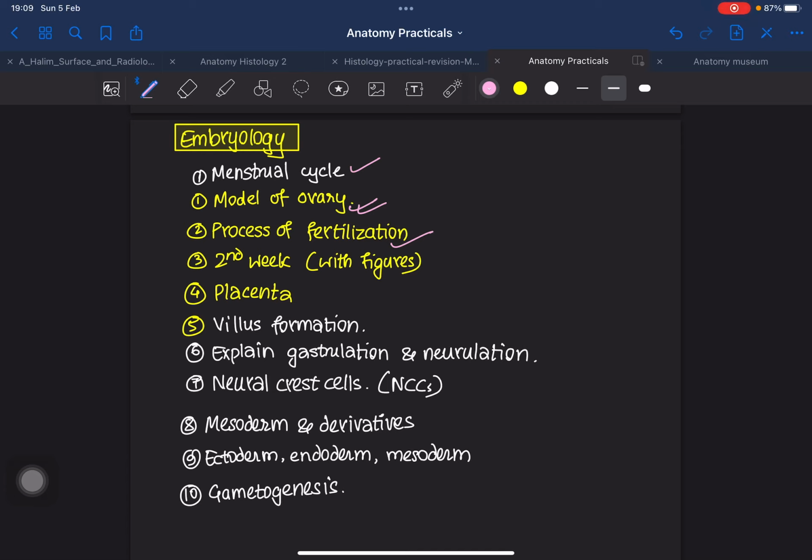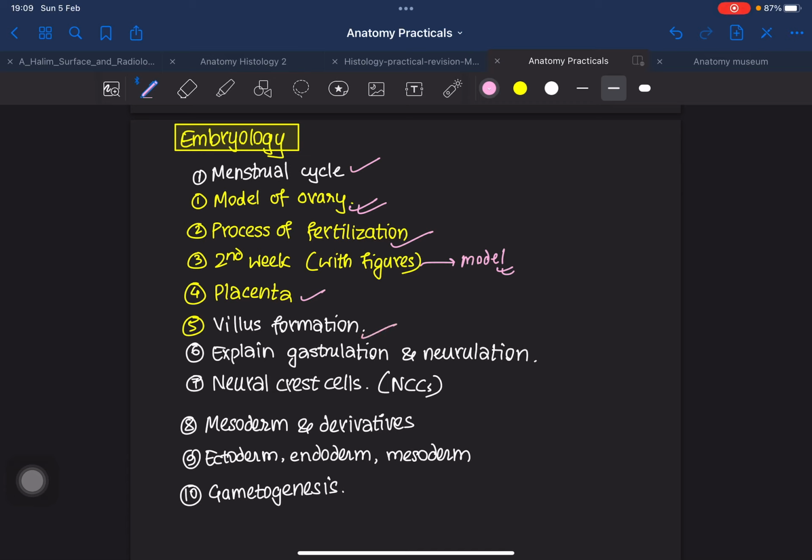Okay, second week of development with the figures. I mean, the models would be there, and you will be asked to identify the specified structures like trophoblast, cytotrophoblast, embryoblast. And you could be asked to explain about the second week of development as well. Similarly, the placenta could also be asked.